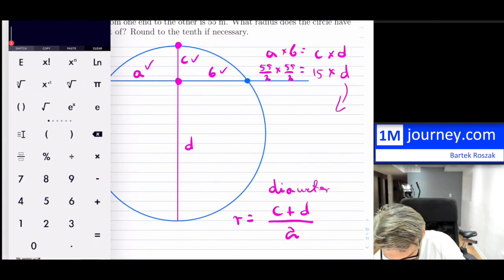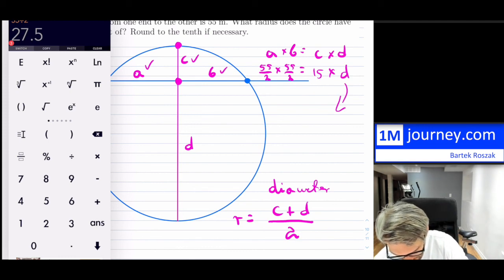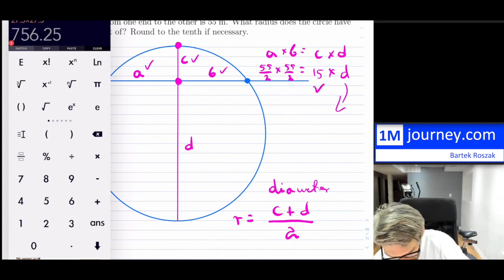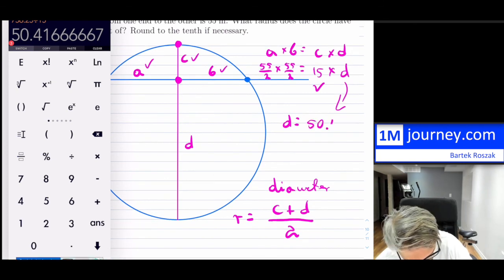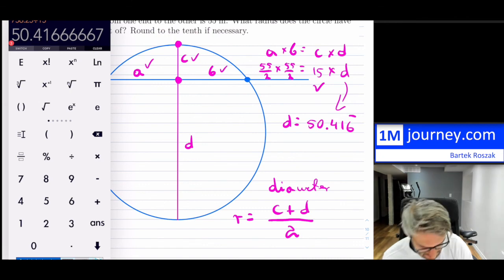So I flip this over to the other side. 55 over 2 is 27.5. So 27.5 times 27.5 equals C times D. If I want to solve for D, I'm going to divide by 15. So D is equal to 50.41666, and so on. You can round it if you have to on a test or something.